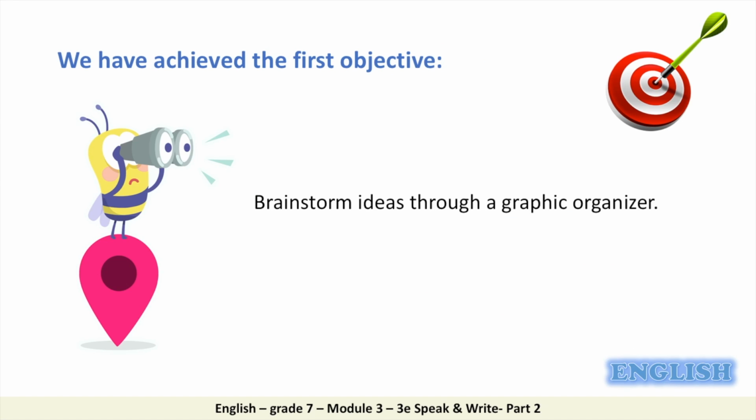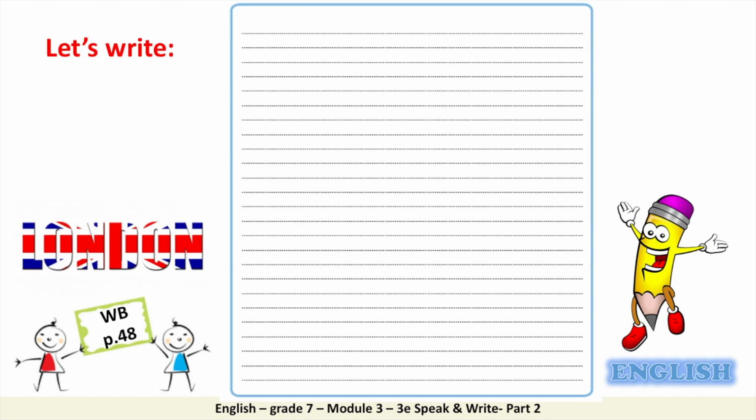Awesome, dear students. We have achieved the first objective, which is to brainstorm ideas through a graphic organizer. Now let's work on the second objective of the lesson. After you brainstormed ideas in your workbook, page 47, turn to page 48 and use all of those ideas to write your description in a 3-paragraph writing.